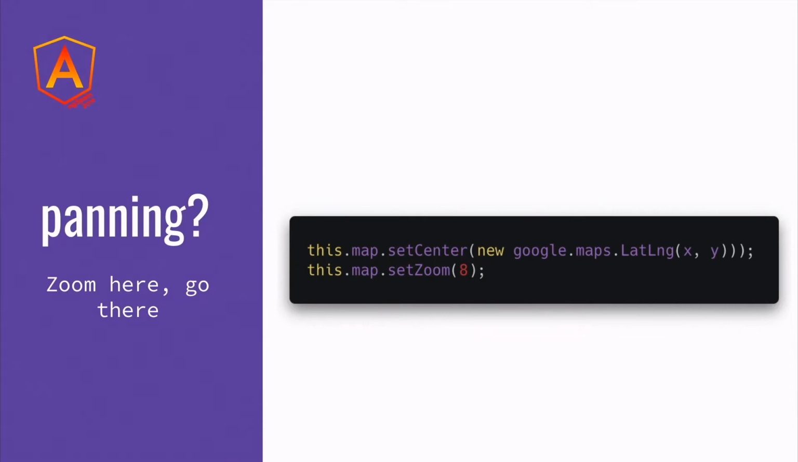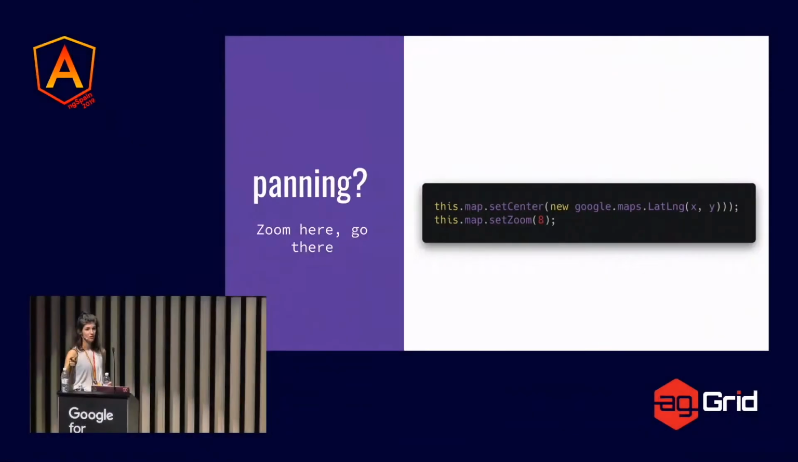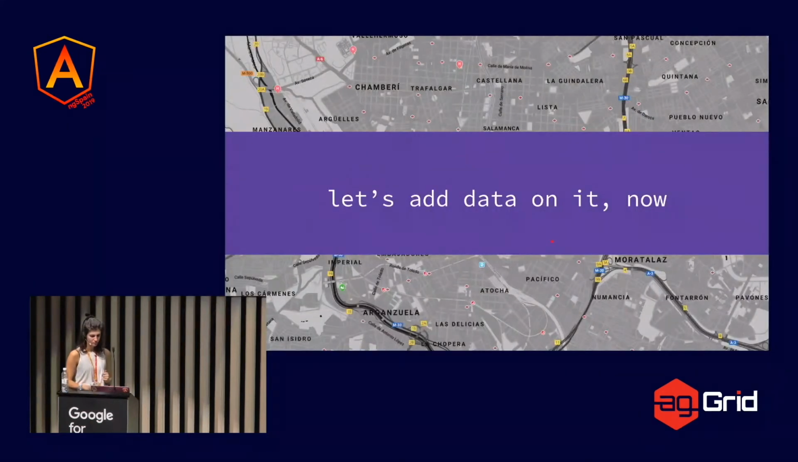So the first thing that you want to do to a map is to pan or have a button that gets you to the center of your map and sets you to a zoom. So for example, if you're in your Android app and you click the little target button, it zooms right to where you are. It pans and zooms to where you are. If you wanted to do that in the JavaScript API, you have methods like setCenter and setZoom that do it for you. So let's add data on it now.